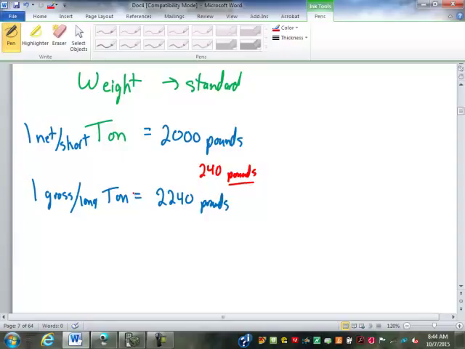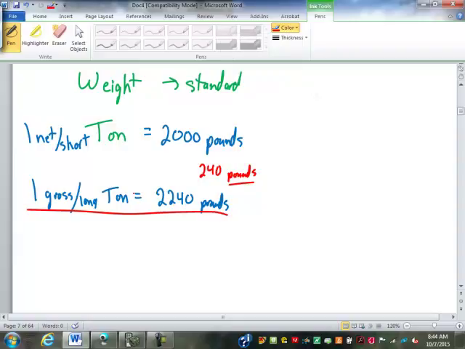Like I said, 99.99% of the time when you hear the word ton, we're talking 2,000 pounds. I don't think I'll ever do anything in here where I ask for the long or the gross ton, so we can just always assume it's 2,000 pounds. But I just wanted you to be aware that there is a variation out there. There's also something called a gross, which is very different. A gross is a dozen dozen, or 144.